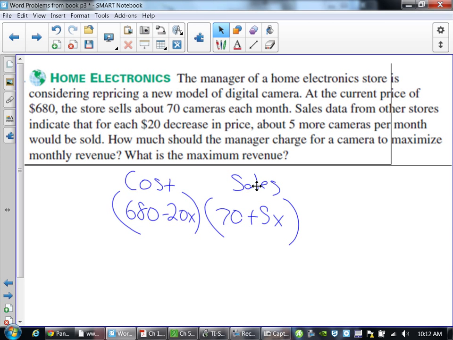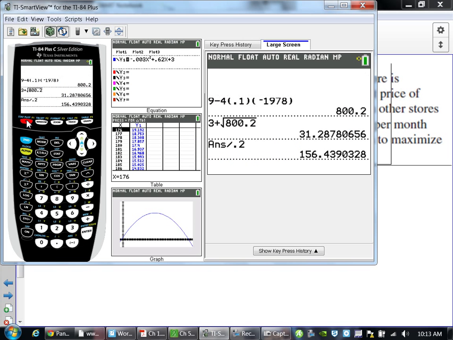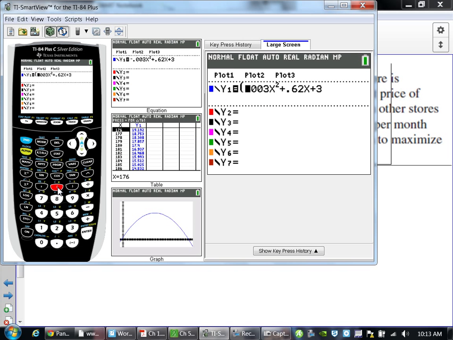Now at this point, a couple of things you can do. You can find your zeros, find your axis of symmetry, and then you can get your vertex, and you're basically done. Or you can go to your calculator and find the maximum value. It works the same. So if I do the calculator, which most of you would do, I go back to my y equals. It was 680 minus 20x.